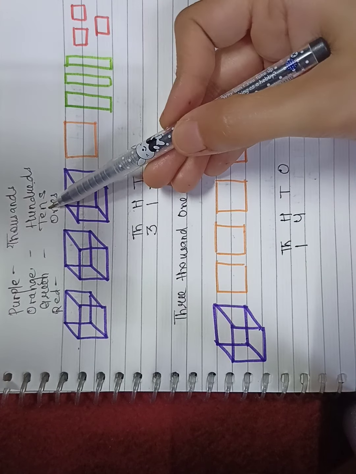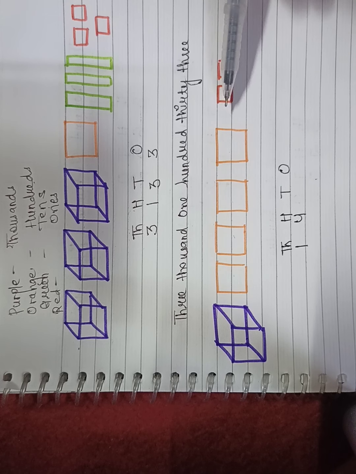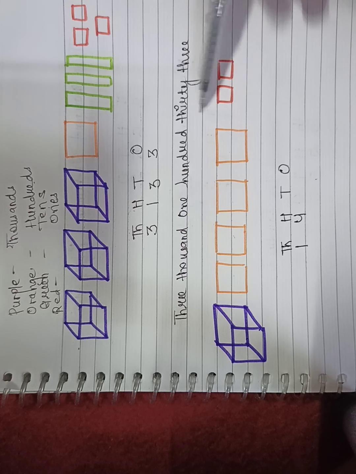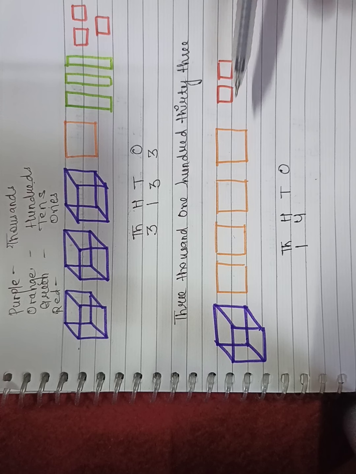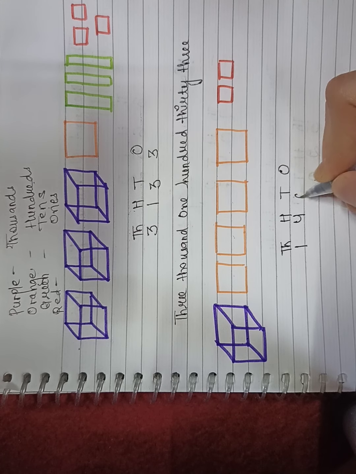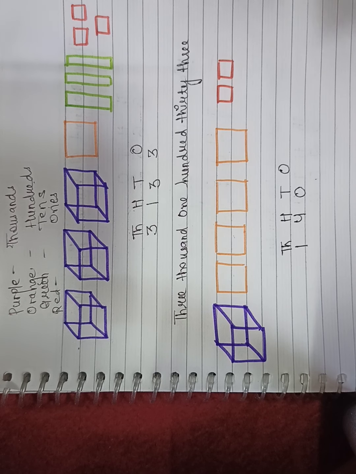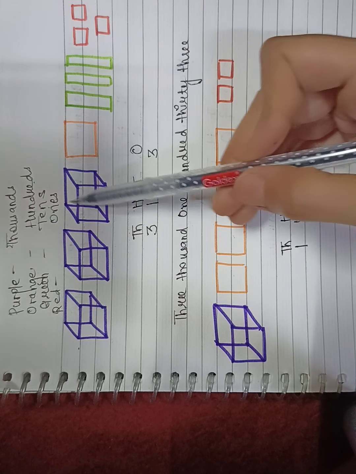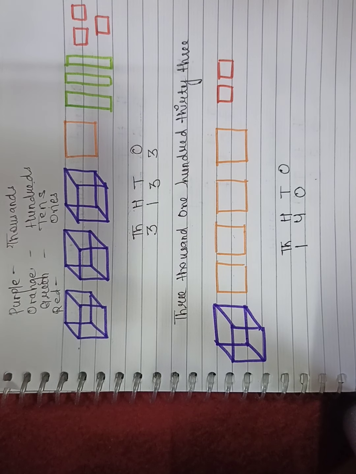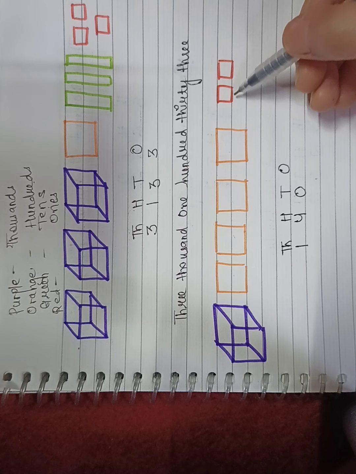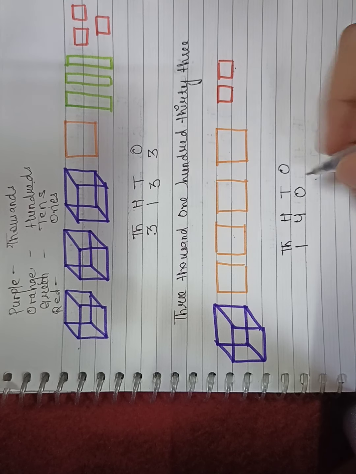Now how many tens are there? Tens is represented by the green strips like in this picture. But can you see any green strip in this picture? No, there are no green strips in this picture. So there is no number for tens. So in place of tens I'll write 0. Now how many ones are there? Ones is represented by the red small squares. How many ones are there? 1, 2.